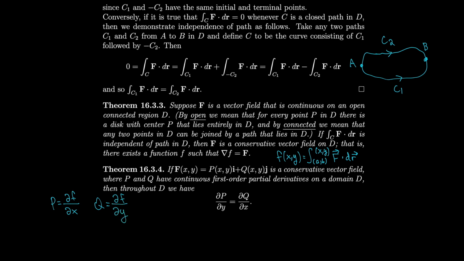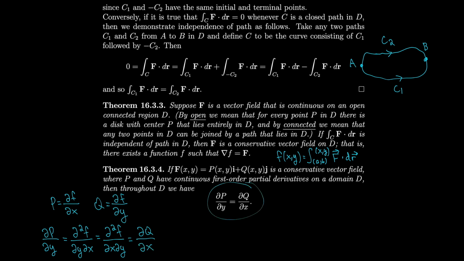So that means that we can take the partial of P with respect to y and get that it's going to be the second partial of f with respect to x and then y, and that's equal to the second partial of f with respect to y and then x by Clairaut's theorem, equality of mixed partials. Because remember, P and Q have continuous first-order partial derivatives, so that means that this is equal to the partial of Q with respect to x, which is exactly what we wanted to show.